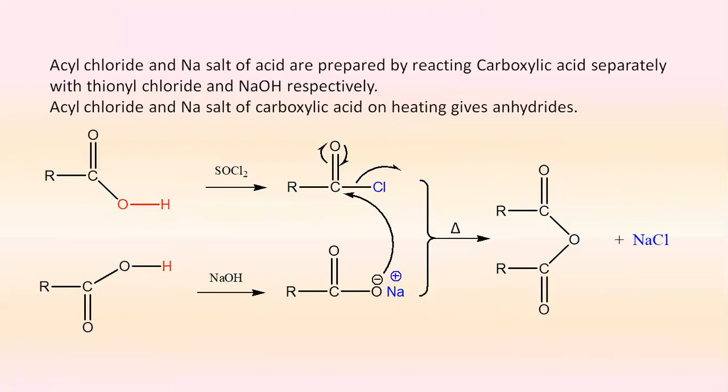In that reaction, the two products we get from the carboxylic acid are acetyl chloride and the sodium salt of the carboxylic acid, and when they are heated, removal of NaCl takes place: Cl from the acyl group and Na from the sodium salt of the carboxylic acid. Removal of NaCl takes place with the formation of anhydride. This means we prepare anhydride from acid. First the acid is converted into its acetyl chloride and the sodium salt of the carboxylic acid, and then when both are heated, formation of anhydride takes place.